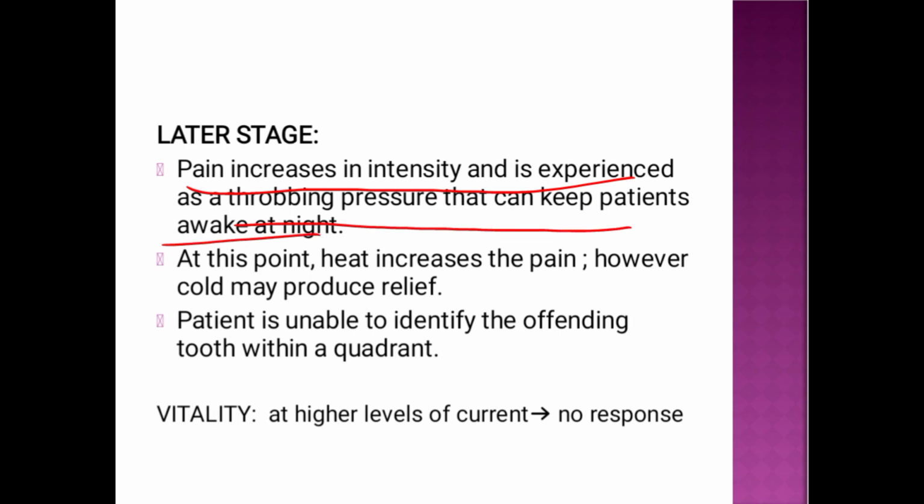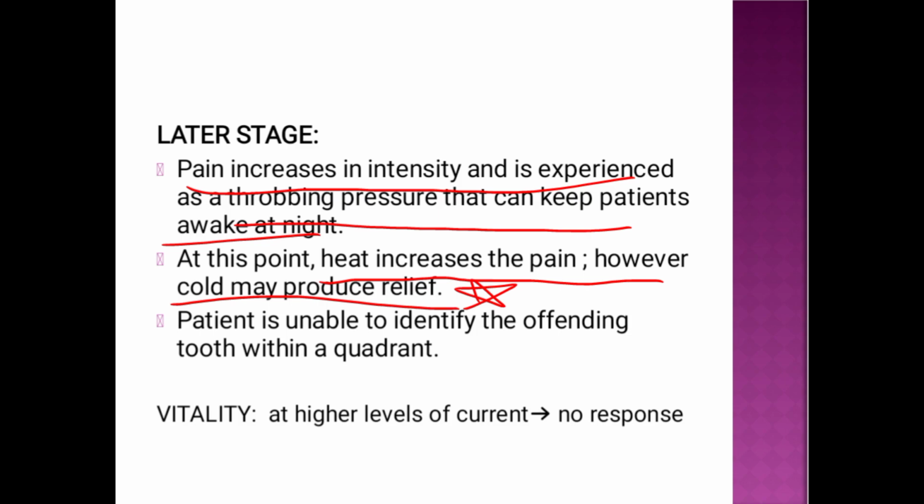One very important thing: when the patient has irreversible pulpitis, the pain will be throughout the night, so the patient couldn't sleep. If the patient gives you the history, he will say that due to pain he couldn't sleep throughout the night. So it is very important that you take a proper history. Heat increases the pain. However, cold may produce relief. Very important: you should know the relieving factors.